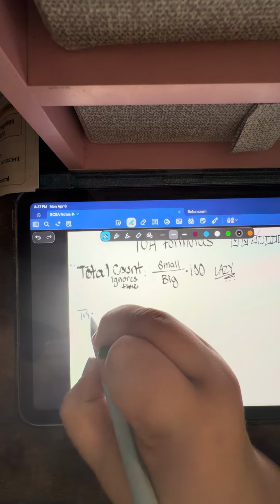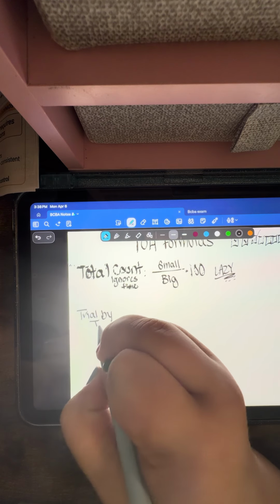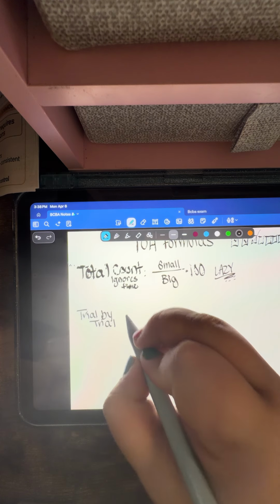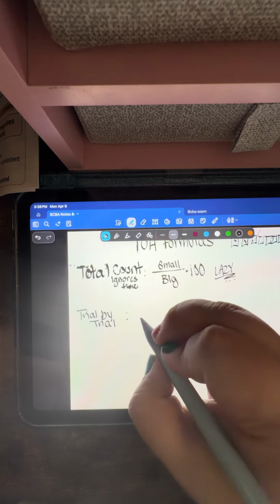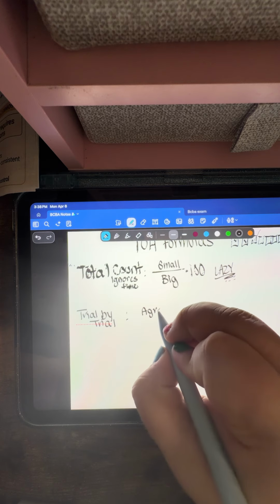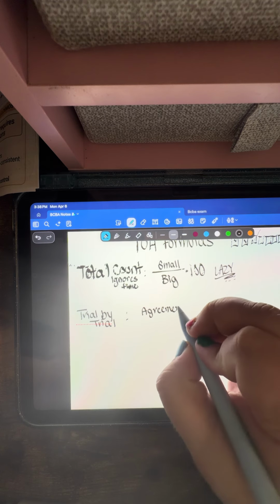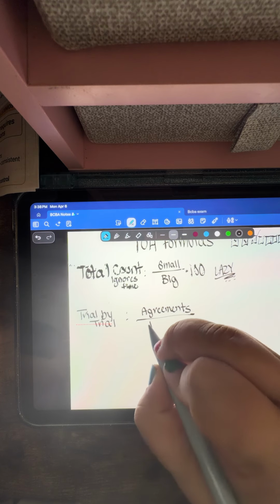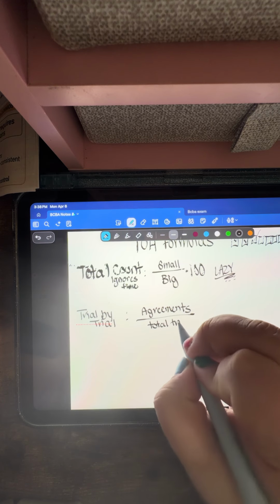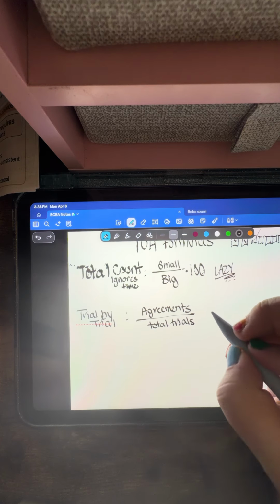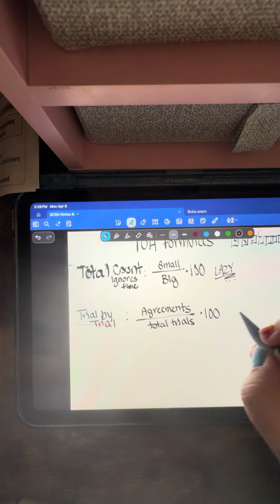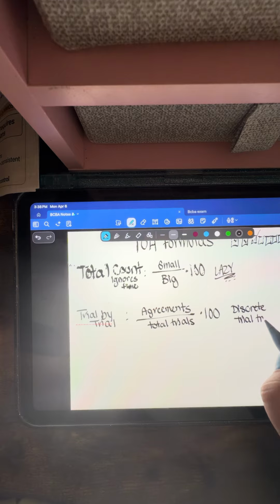We also have trial by trial IOA. This is the agreements over the total amount of trials, times 100. You do this one for discrete trial training a lot.